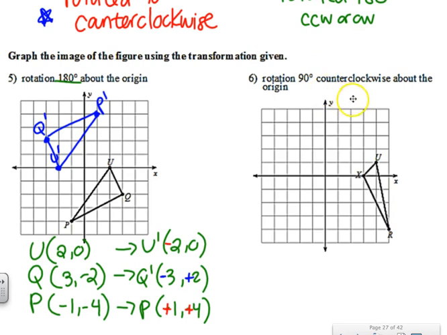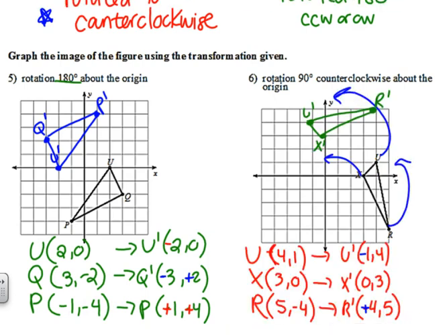Go ahead and try number 6 on your own. Rotation 90 counterclockwise. I got this for the graph of U, X, and R. Now let me talk about what I got. So first off, I wrote down all my ordered pairs. Okay, if I'm going 90 degrees, I know I have to flip my coordinates. So I did 1, 4 flipped, 0, 3 flipped, and negative 4, 5 flipped.